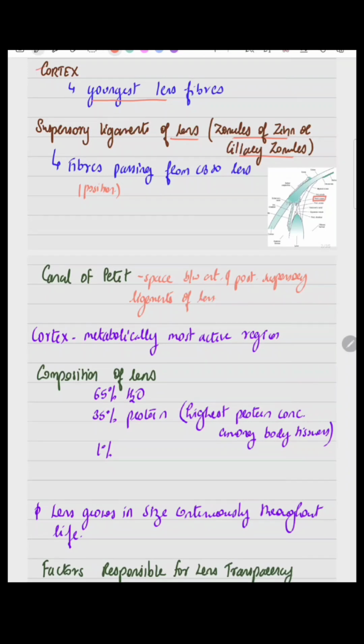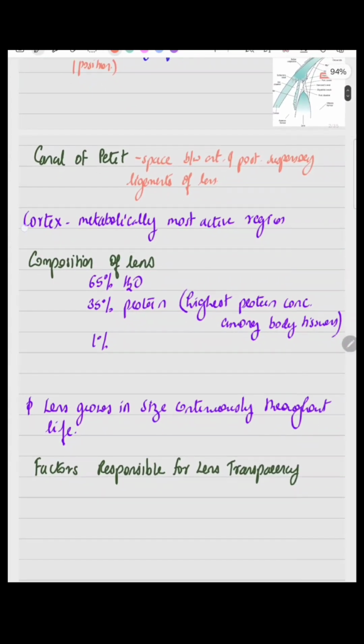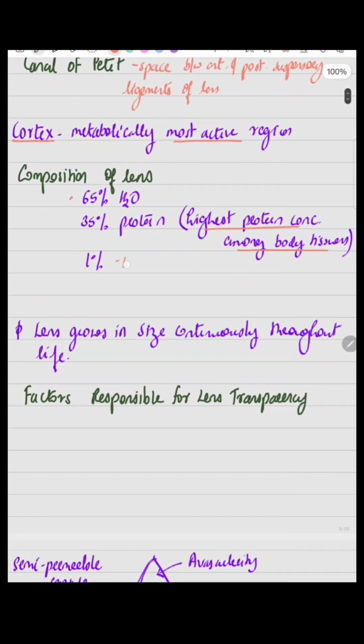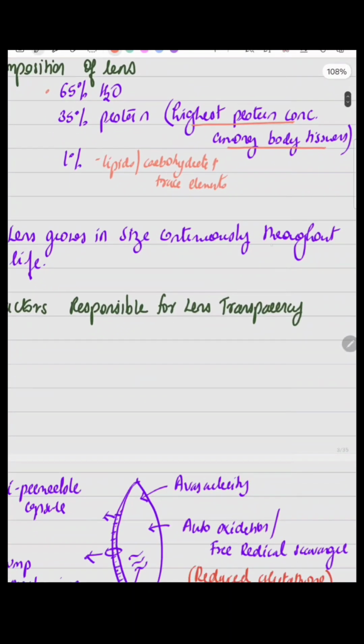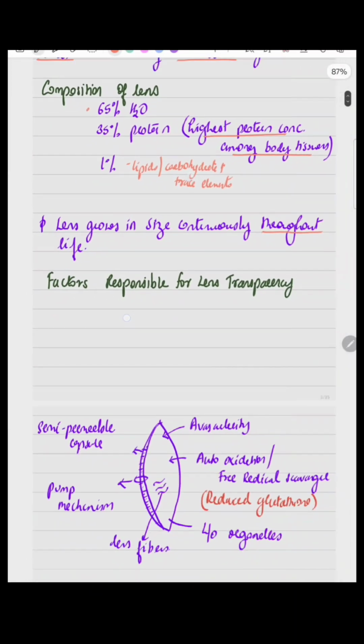Next, coming to the cortex. The cortex is the metabolically most active region. The composition of the lens is 65% water and 35% protein, which is the highest protein concentration among body tissues, and 1% others like lipids, carbohydrates and trace elements. The lens grows in size continuously throughout life.